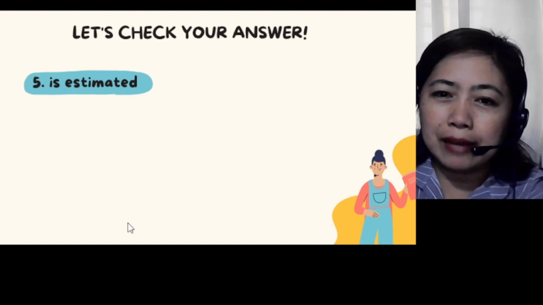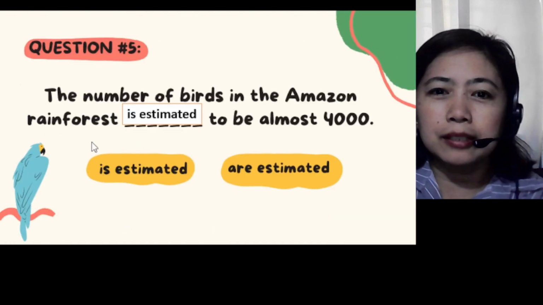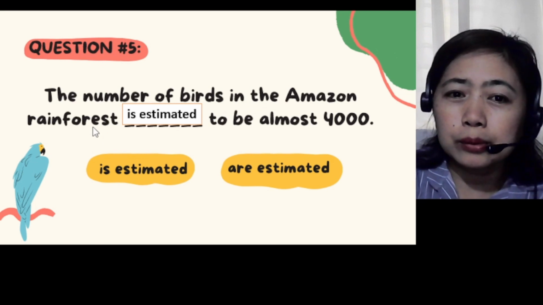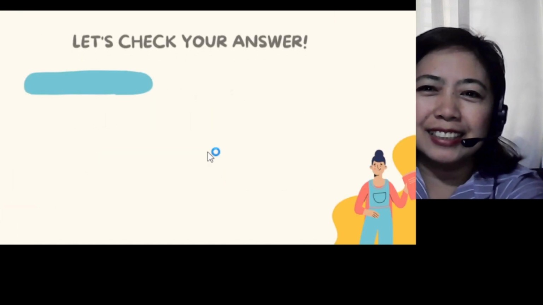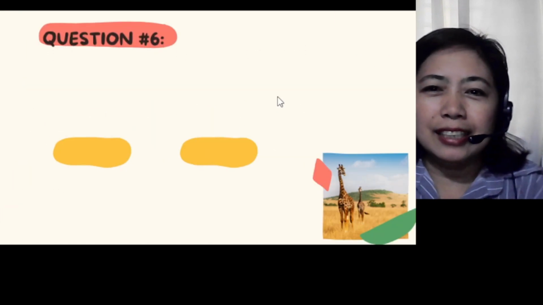If it happens to have a number here, let's go back to that screen: a number of birds in the Amazon, so it could be "are estimated." But since it uses the number, then that makes it singular. Okay, I hope that's clear. Okay, let's go to our next sentence.